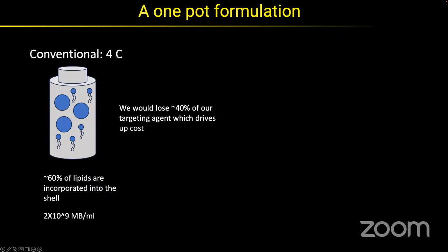per ml, which sounds like a lot, but compared to a clinical agent like Definity's 1 times 10 to the 10 microbubbles per ml, we're never able to reach that level. And so you can imagine if we had our lipids labeled with a targeting agent, and we're only getting about 60% of them into the shells, we're losing about 40% of the targeting agent we put in. That makes it really expensive, because we're just throwing away 40% of our antibody or whatever we want to add in there.